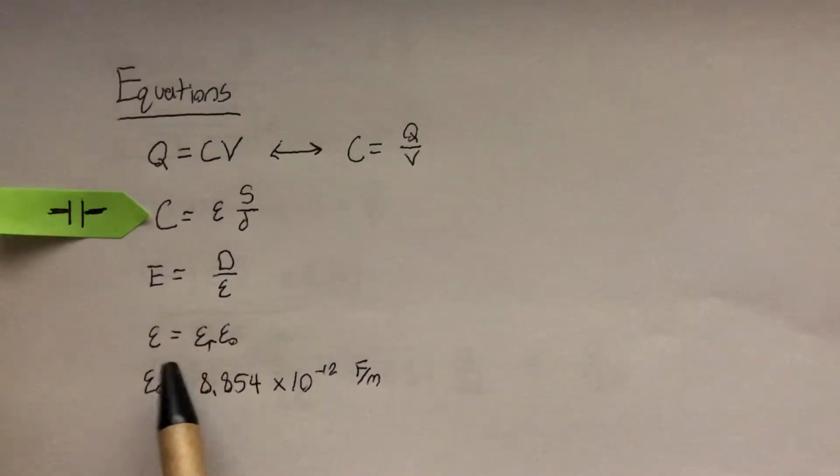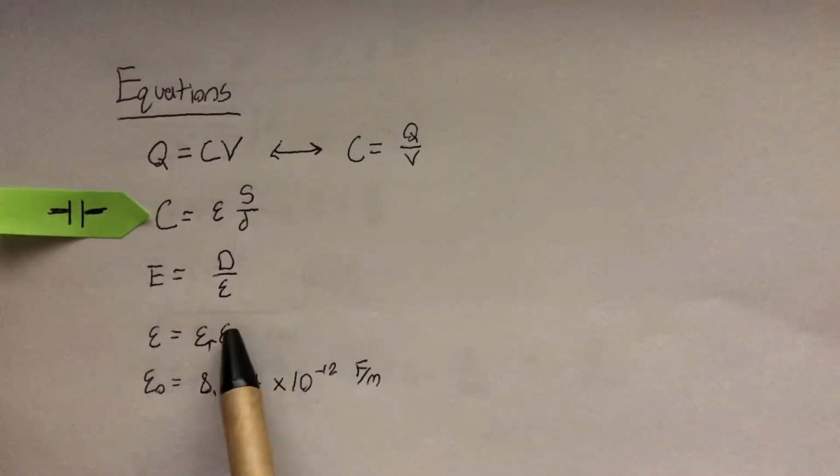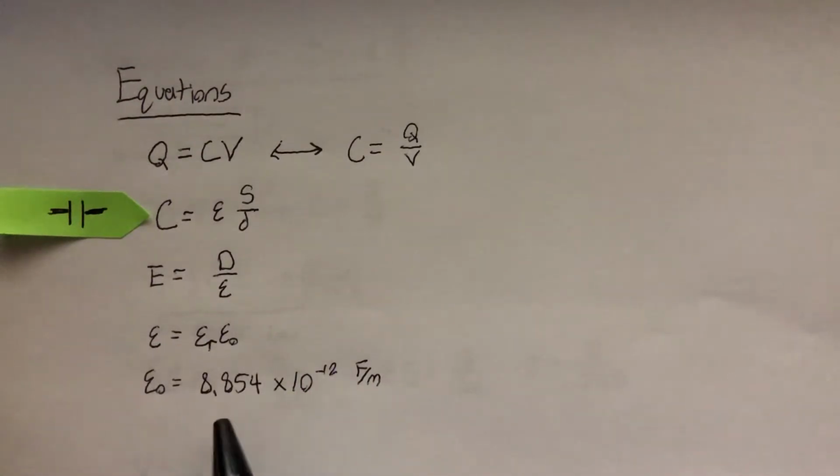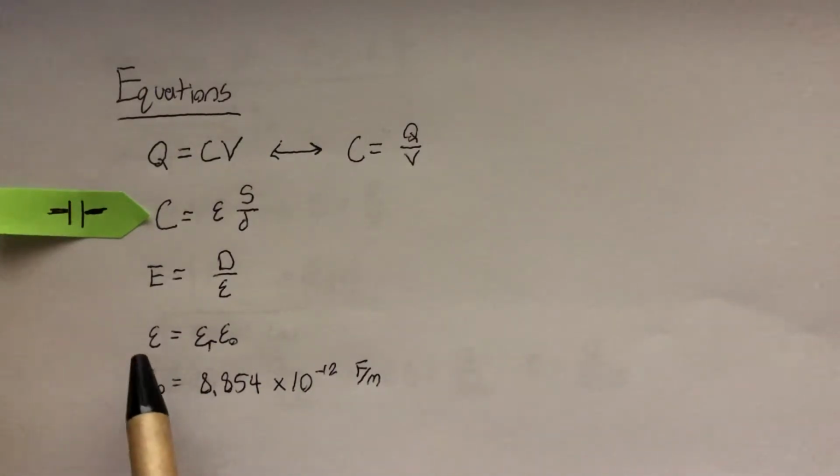And epsilon, you'll see epsilon sub r and epsilon sub naught. Epsilon sub naught is this constant right here, the permittivity constant. It's very helpful to remember this as it shows up pretty frequently. And this epsilon sub r is given as a whole number or a number in general based off of what your dielectric is made out of.